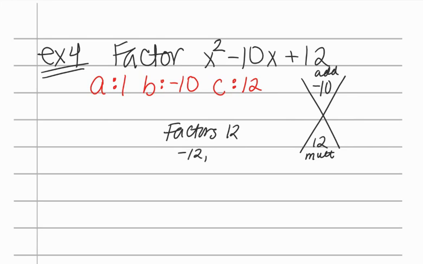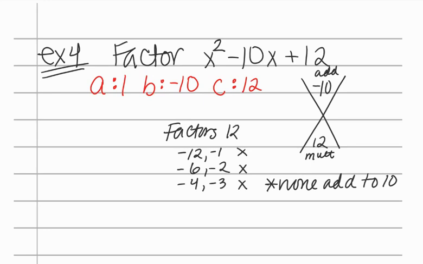So it would be like negative 12, negative 1, right? Because I need a negative 10. Negative 6, negative 2, negative 4, negative 3. None of these add up to negative 10. If you cannot find factors that add up to your b and multiply to your c, then what you have is a prime polynomial.